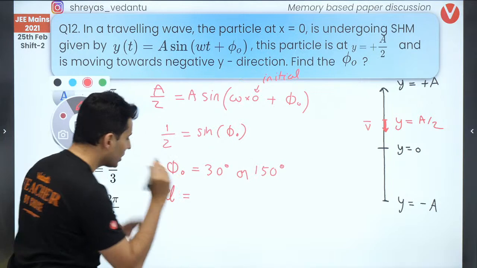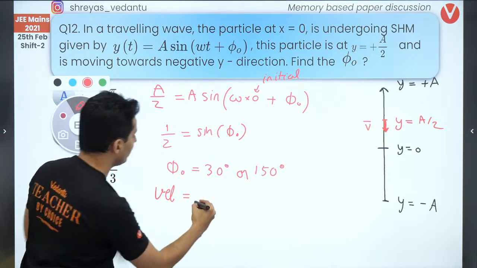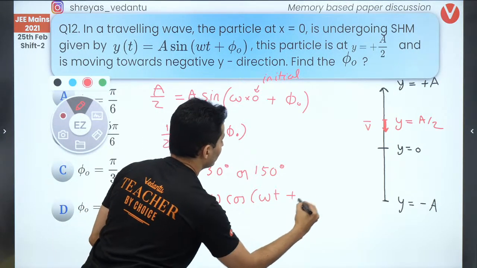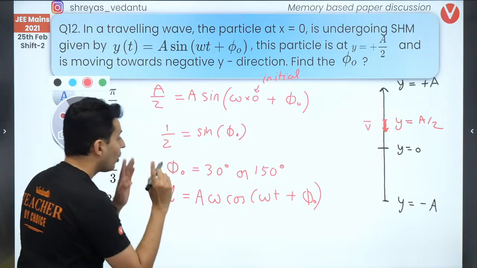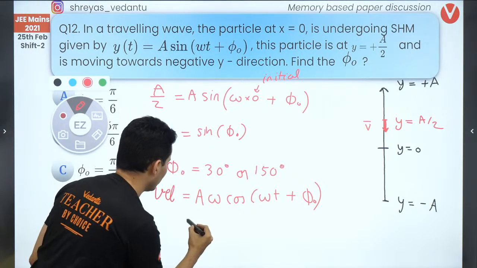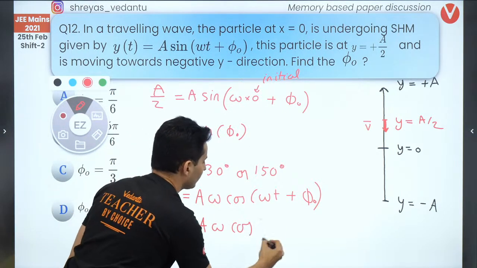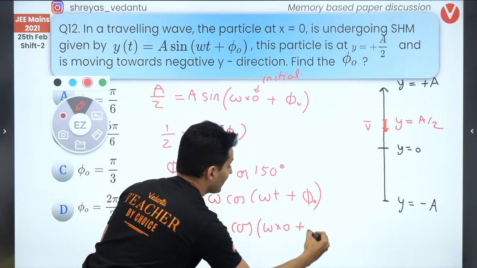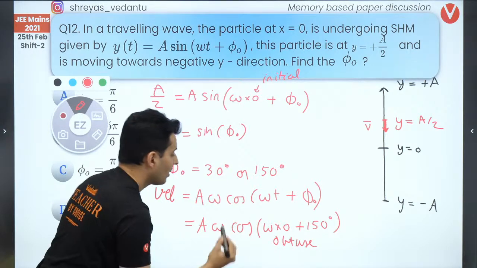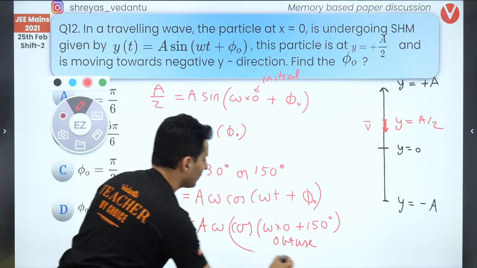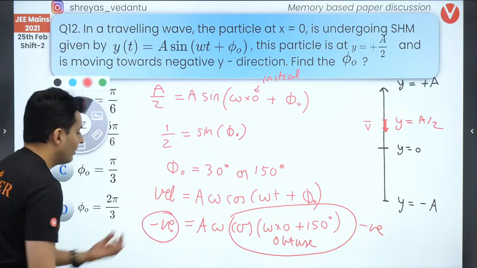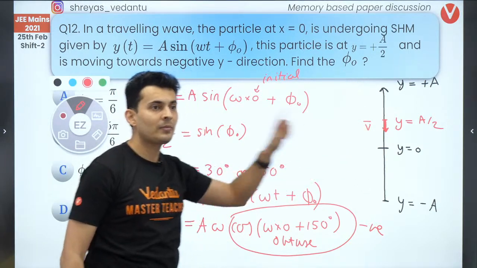Velocity equation will be, instead of sine, it will be cos: a omega cos of omega t plus phi, correct? Only if you put 150 degrees, only then you will get the answer as negative. Don't believe me? Try it out. It will be a omega cos of omega multiplied by 0 plus 150 degrees. Isn't this an obtuse angle? What is the cos of an obtuse angle, guys? Isn't it negative? So isn't the velocity also negative? So if the velocity is negative, where is it going? Is it not going down? I hope this is clear.